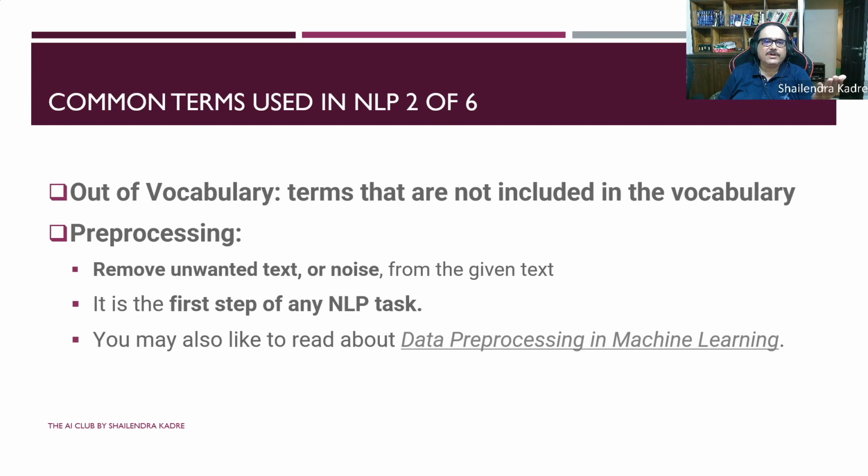Then pre-processing of the text. What does pre-processing involve? Removing unwanted text. For example, if you are collecting tweets from Twitter, people use a lot of special characters like hashes, exclamation marks, and many question marks. Some people also add noise by repeating characters many times. Those kinds of things.